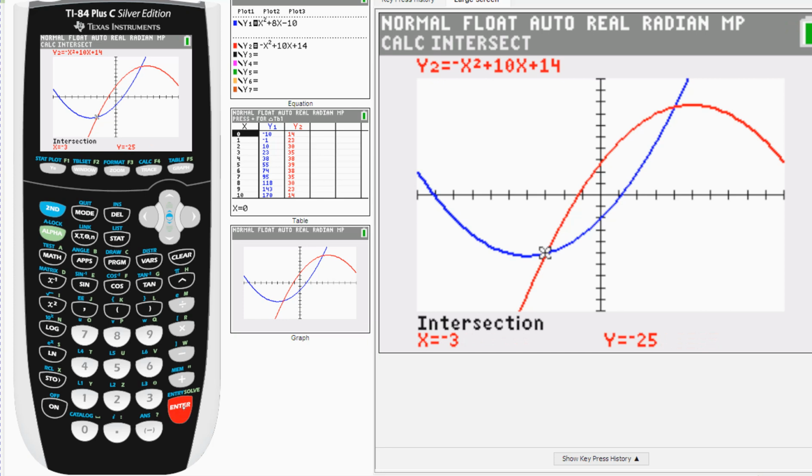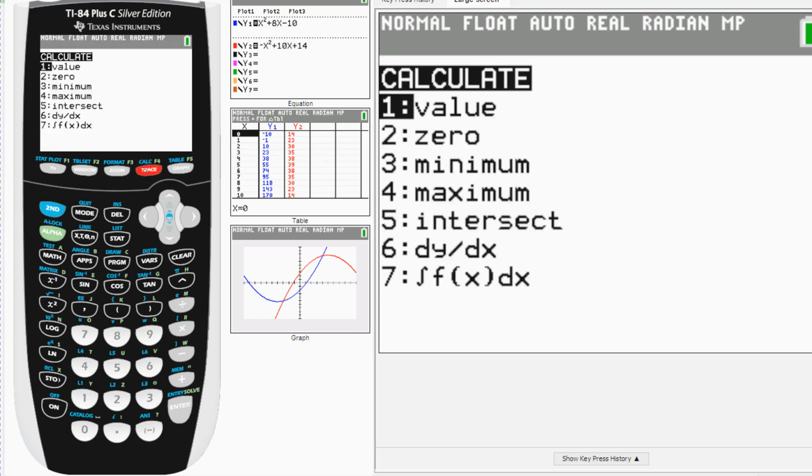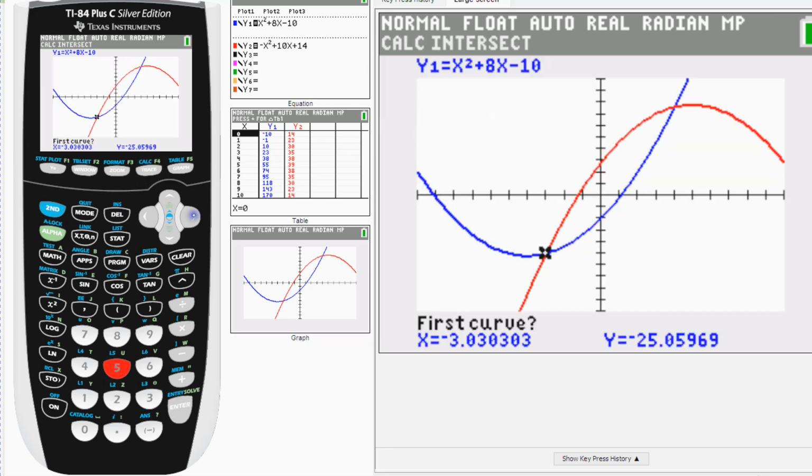Alright, now I'm going to find the second intersection, so I do the same process: second trace, 5, first curve, second curve, guess. I've got to go all the way up to the other spot. Again, as long as the number's close, I just usually hit my button 3 times: first curve, second curve, guess. And so this point intersects at 4, 38. Alright, so there's the area completely enclosed.